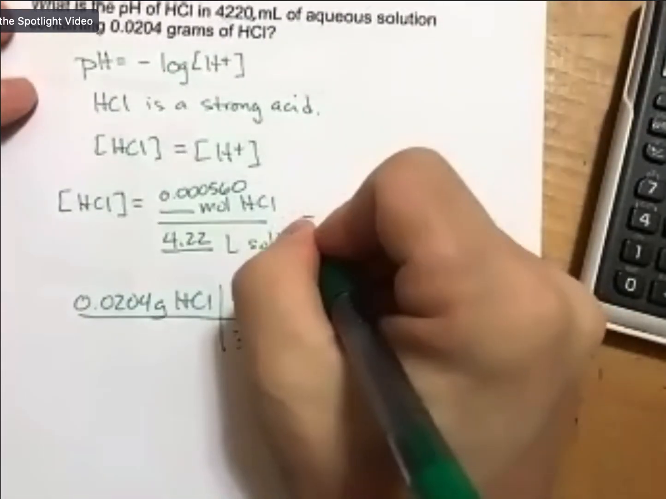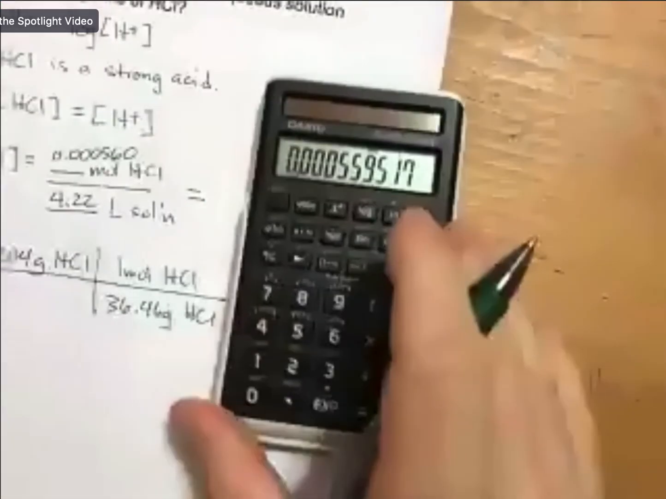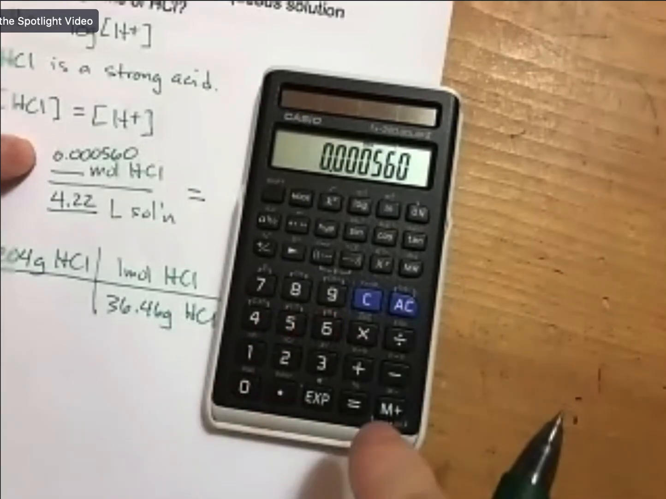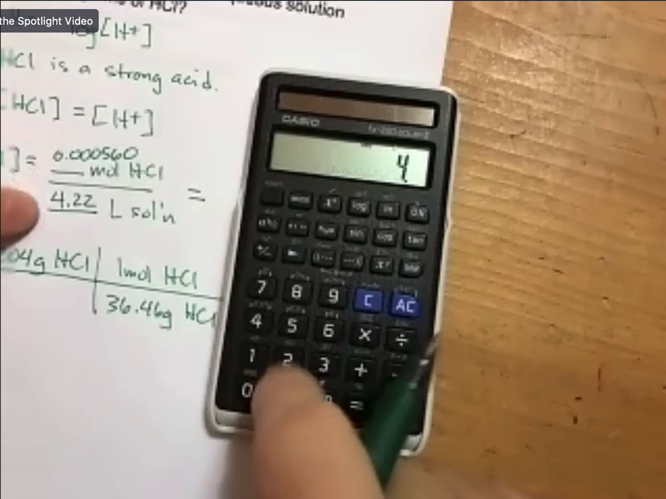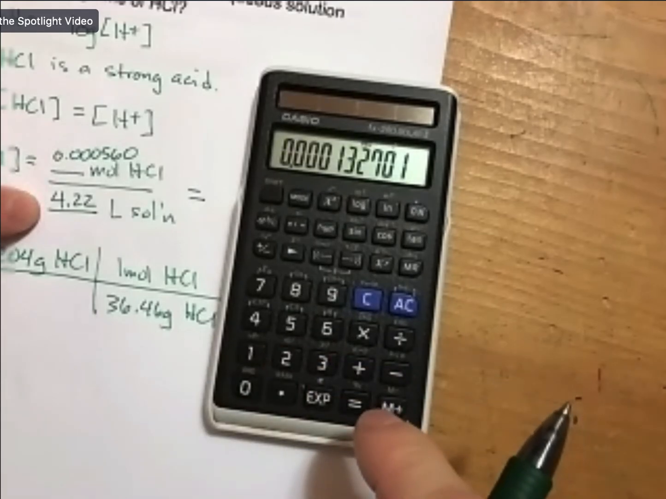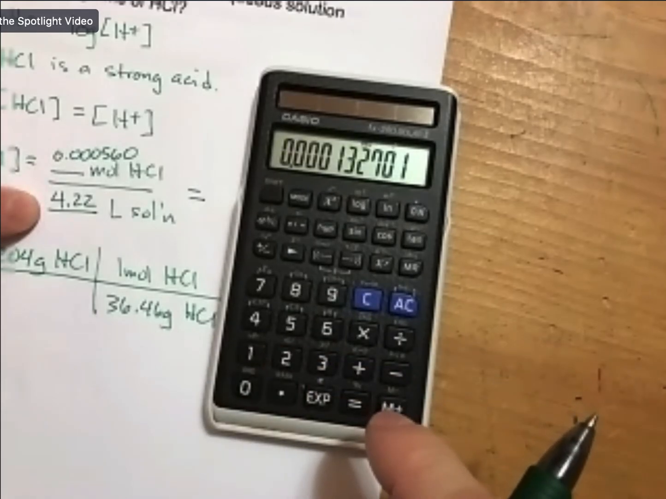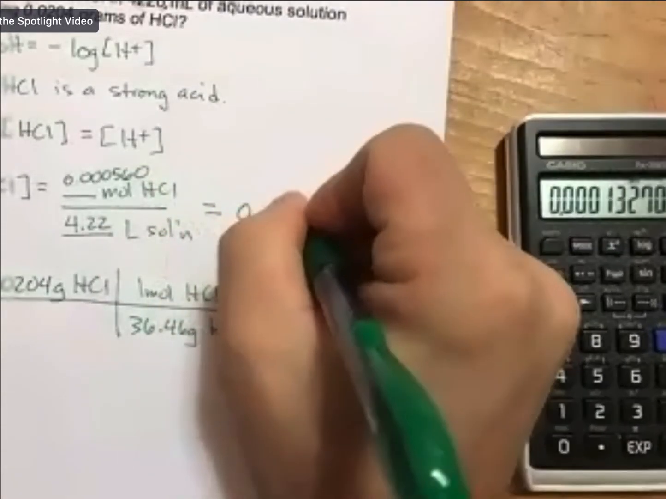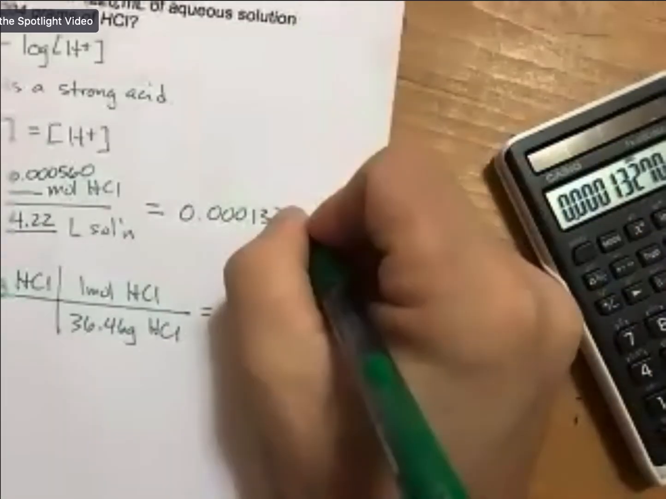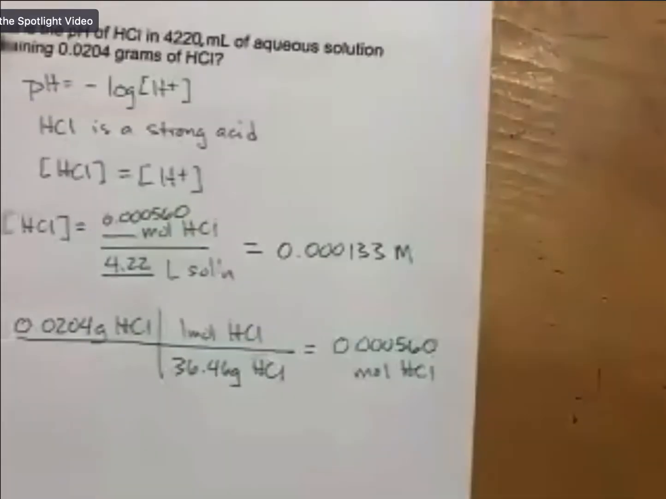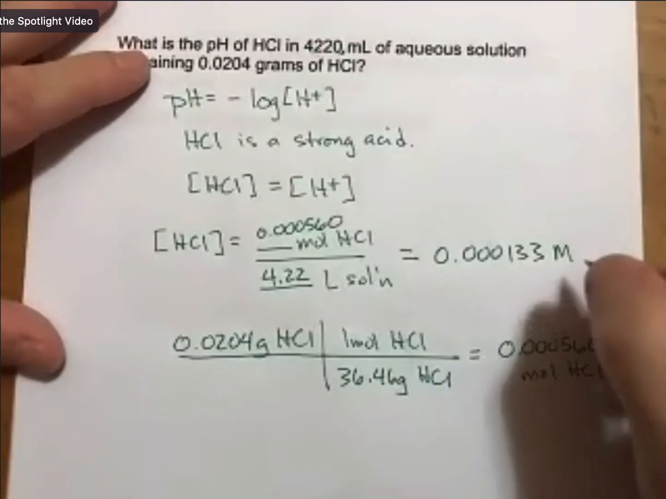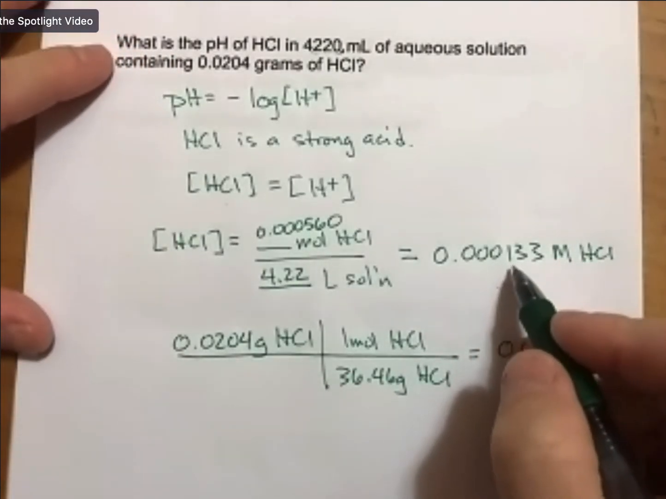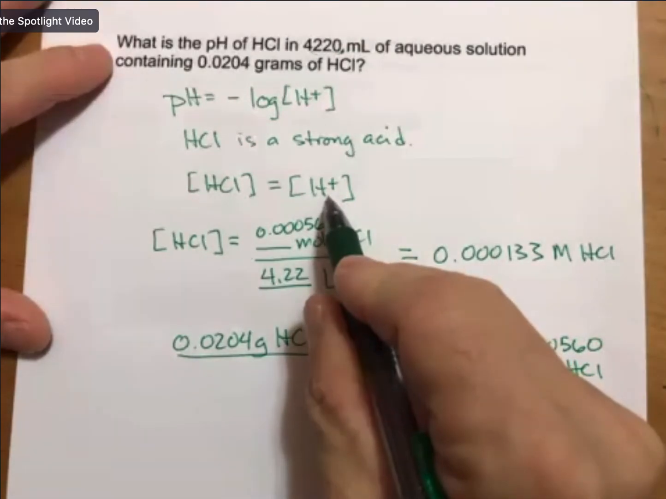And solve. I'll use the actual number I've got there, 0.000560 divided by 4.22, which gives 0.000133. And that will be molarity. Oops, sorry, I got a little off screen there. Molarity of HCl. And like I said before, that is my molarity of H+, and I can plug it into my pH equation.